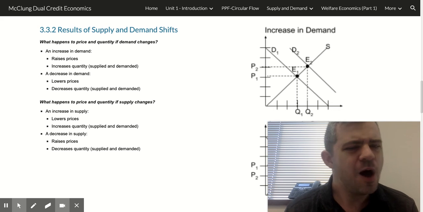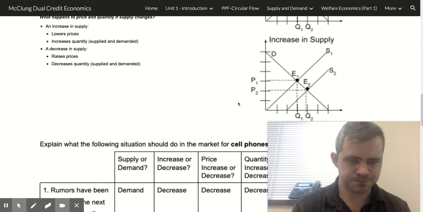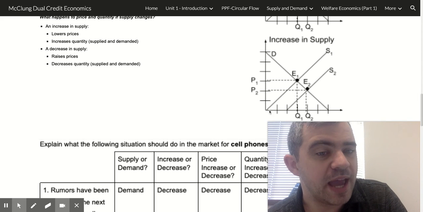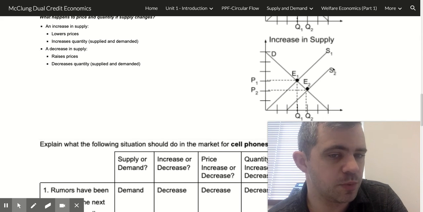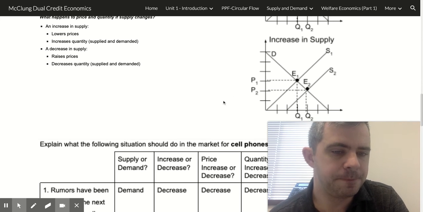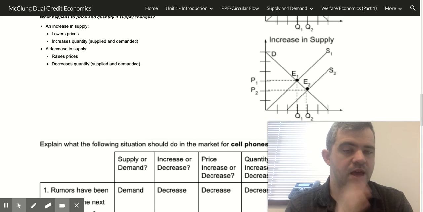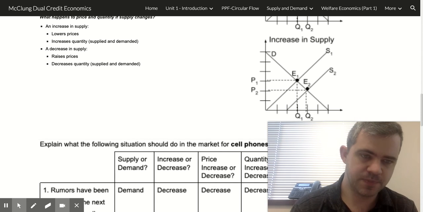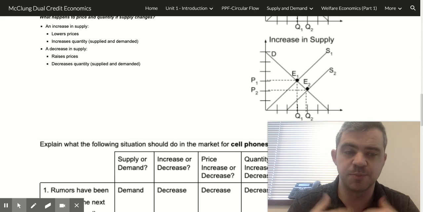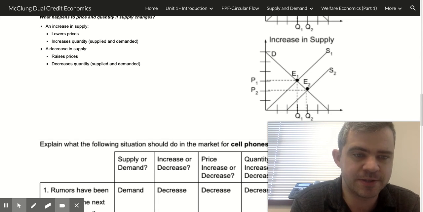All right. Well, what about supply? What happens if supply changes? All right. Well, again, a supply shift moves us to the right. So this is our old equilibrium. This is our new equilibrium. So what has happened to the price? The price has decreased. The quantity has increased. So as supply increases, prices go down and quantity increases.